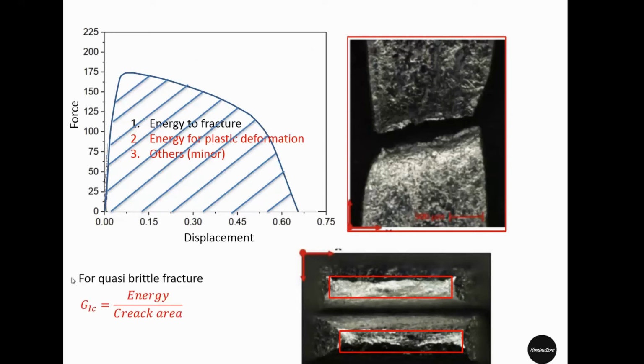And further, if we consider this material to be brittle or quasi-brittle, then the mode 1 fracture energy would be the area under this curve, the energy, divided by the area of this crack surface. So for example, if the area under this curve is 70 Newton millimeter, so displacement in millimeter, force in Newton, and you have measured the area of these fracture surfaces as 10 millimeter square, then your fracture energy is 7 Newton per millimeter.